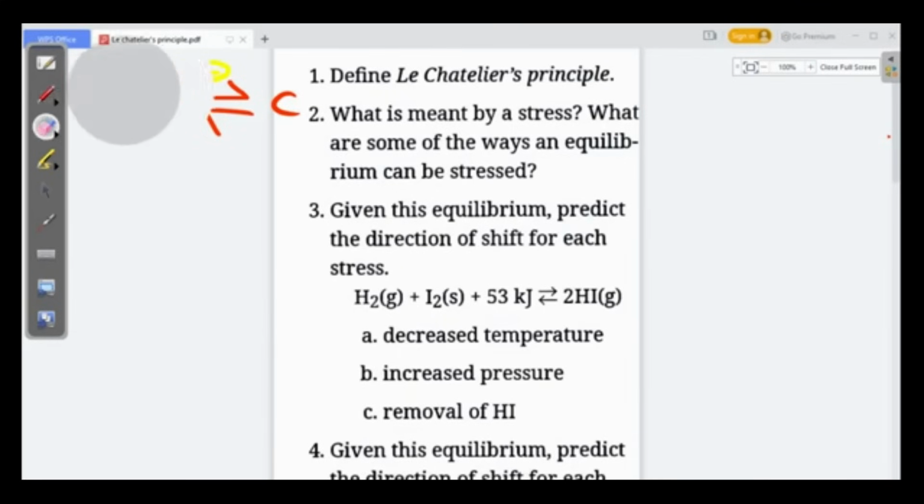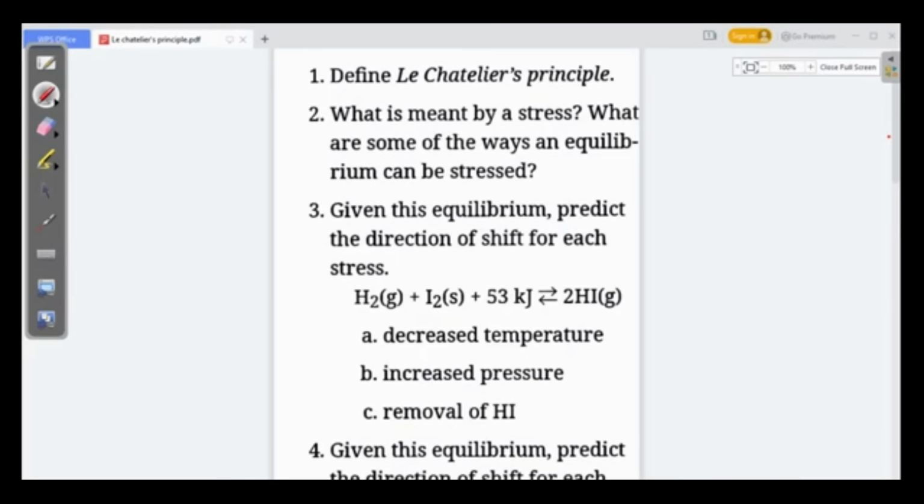So a reaction at chemical equilibrium exposed to a stress or a disturbance will act in a way that relieves the stress. Okay, that's what it's all about. That is because of dynamic equilibrium. Okay, so it changes so that it goes back to its original point. Now, what is meant by a stress? What are some of the ways an equilibrium can be stressed?